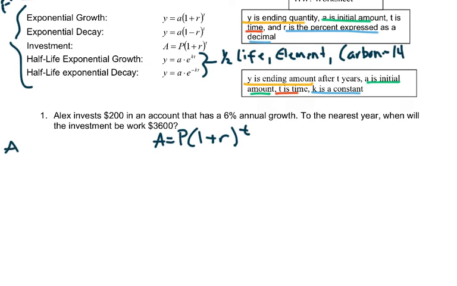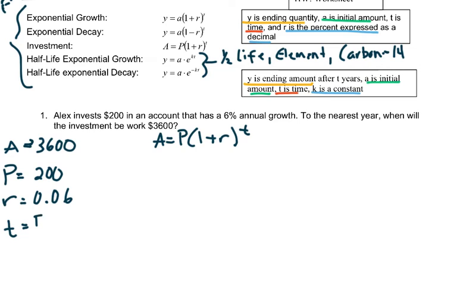So let's define what our variables are. A in this equation is our ending amount. We are ending with 3,600. P is our starting amount. We are starting with 200. R is our rate as a decimal. So with the percent, we move the decimal sign over twice. So this is 0.06. And T is what we're looking for. So then we'll go ahead and plug these into our equation. So 3,600 equals 200 times 1 plus 0.06 to the T.